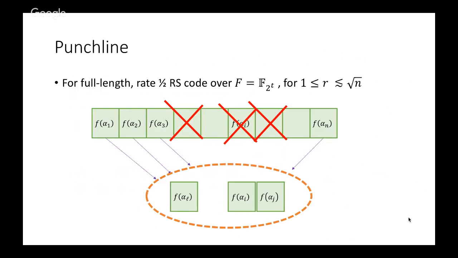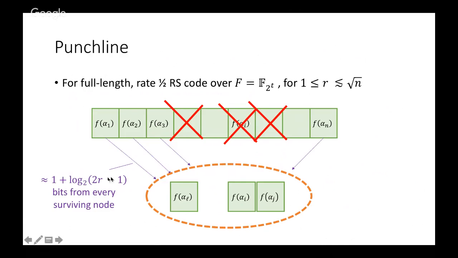And the punchline here, so this one I will spend more time on, is that in exactly the same setting that we had before, so full length rate 1/2 codes over F_{2^t}, and now for R, which is the number of failures possibly larger than 1, this gives non-trivial results all the way up to root n or so. We can repair these R missing nodes using roughly this many bits from every surviving node. So remember, for R equals 1, we just got 1 bit for every surviving node in this particular parameter regime.